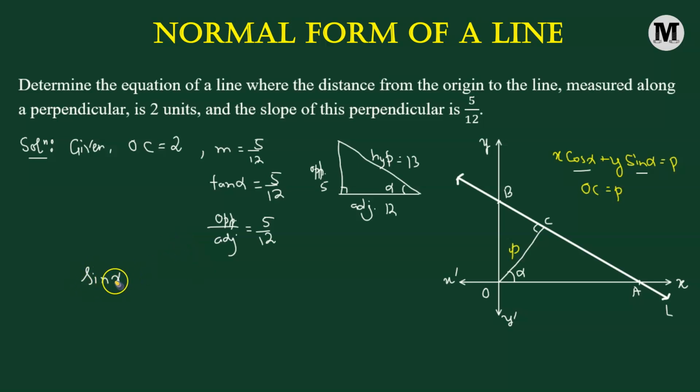So what is sine alpha? Sine of alpha is simply opposite over hypotenuse, which is 5/13. And cosine of angle alpha is the adjacent over the hypotenuse, so we have 12/13. Okay, fine. So we have sine alpha and cosine alpha. We can substitute this back into our normal form to get the equation of the line.